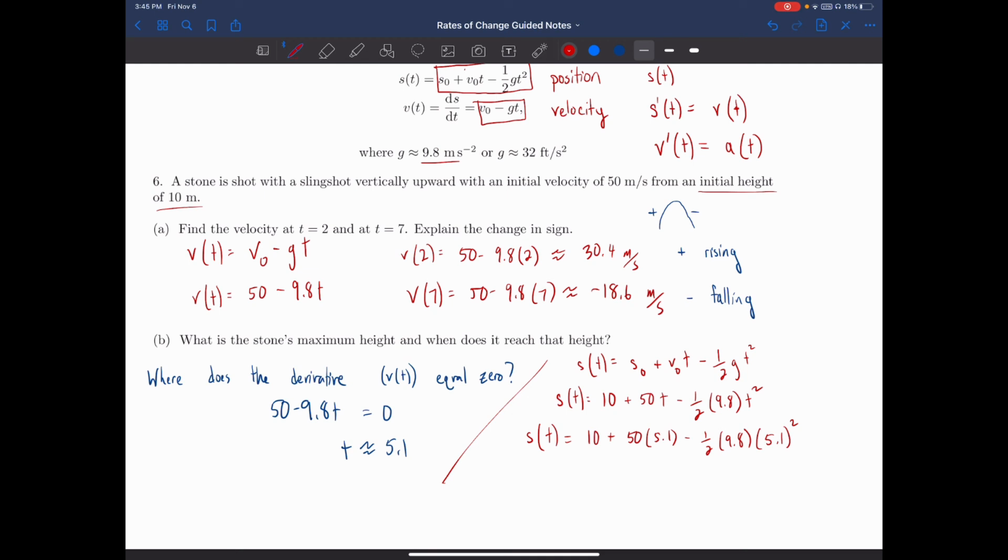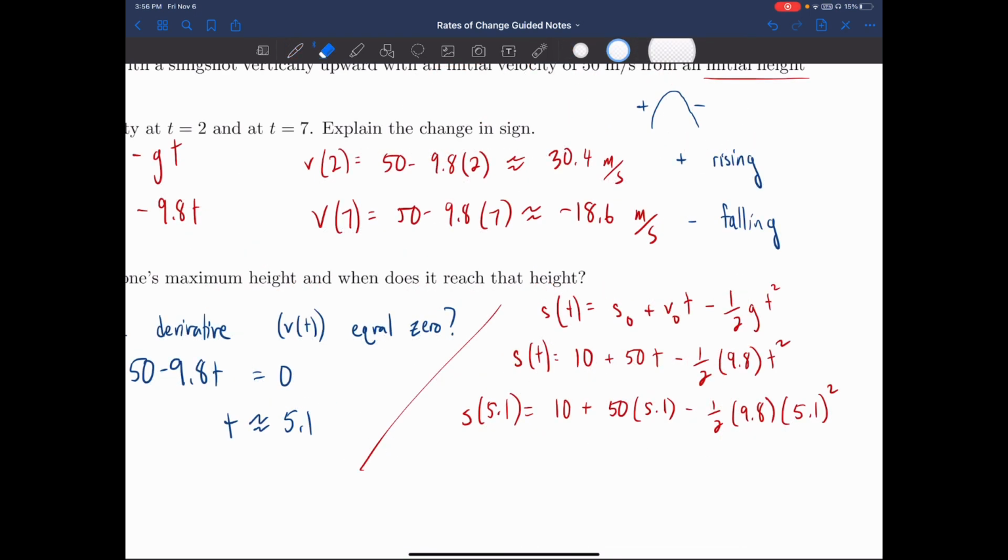Okay, so this comes out to around, need to adjust that a little bit. Should say S of 5.1. So this comes to approximately 137.5 meters.